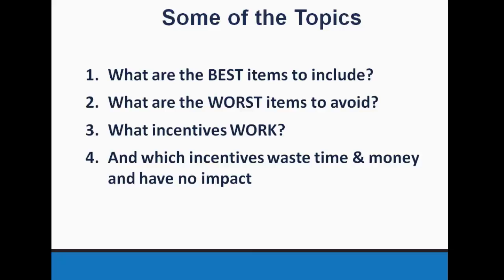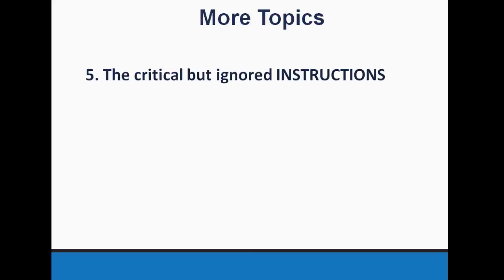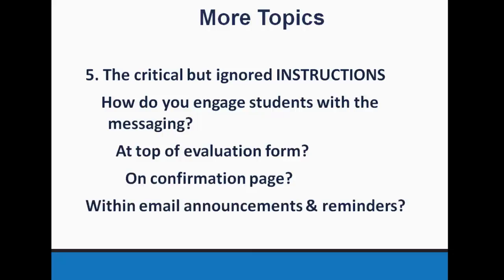And I can bet, at least according to the national survey, 30% of colleges still use the number one worst incentive that will cost you hundreds, if not thousands of dollars and have absolutely no impact on response rate. That's something you can change right now. You can also change your instructions. It is so overlooked, but so key in drawing in the attention of students. To engage your students are those instructions at the top of the evaluation form that are found on the confirmation page once they submit if you're using a web-based form, that appear in your email messaging.